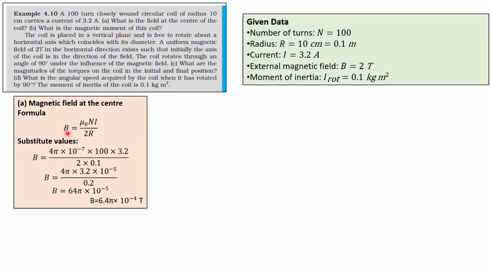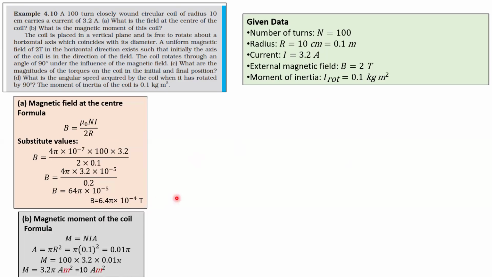Magnetic field at the center of the coil B equal to mu 0 I by 2R multiplied with number of turns. For single turn, mu 0 I by 2R. Here, number of turns is given, so you have to multiply by capital N. Now, we substitute the value. Mu 0 is 4 pi into 10 to the power minus 7 multiplied by number of turns 100 and current is 3.2 divided by 2R. If you simplify, you are getting B value as 6.4 pi into 10 to the power minus 4 Tesla.